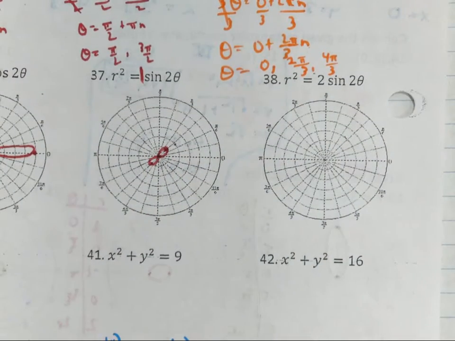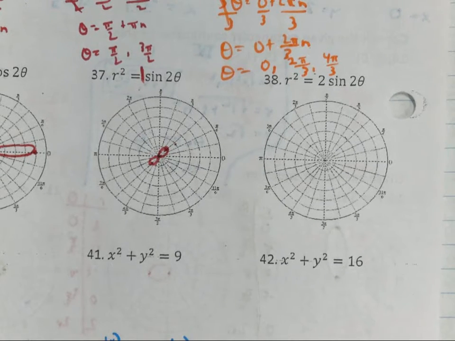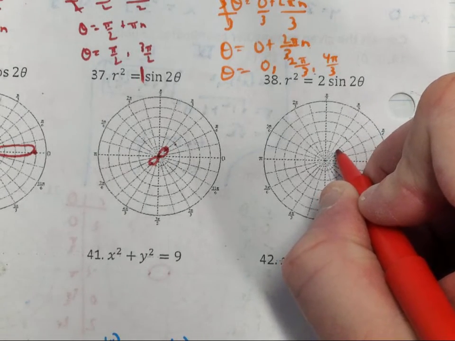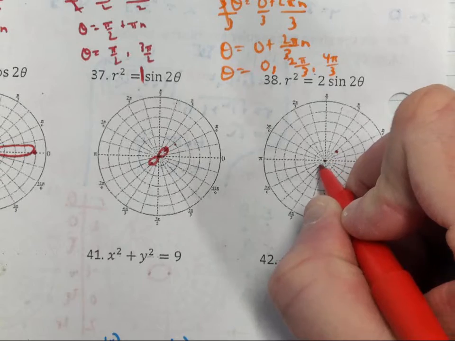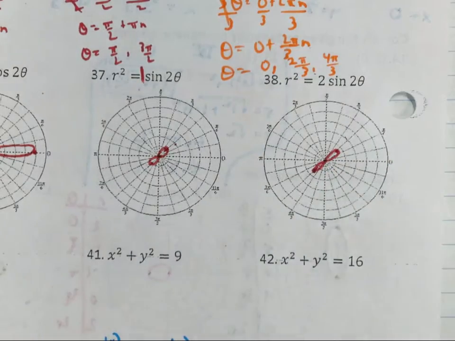These are real easy. On number 38, you're going to take the square root of 2. I know that's not perfect. You're going to have to estimate. It's like 1.4. Okay. So I'm going to go to 1.4. Go past the little ring a little bit. And then make my infinity.